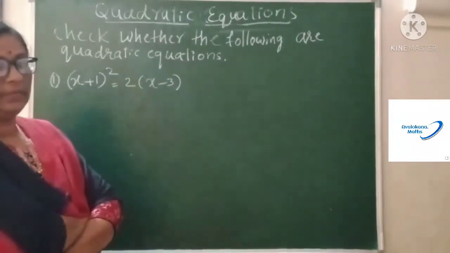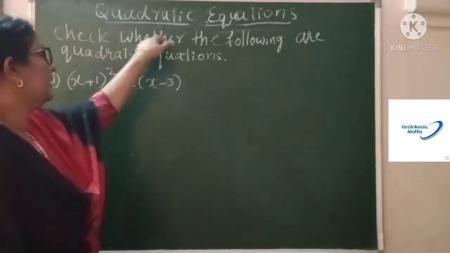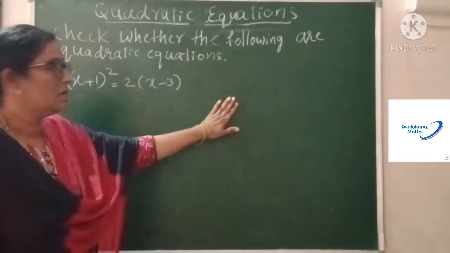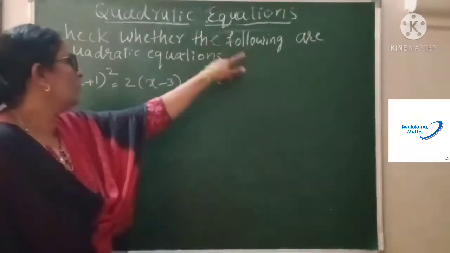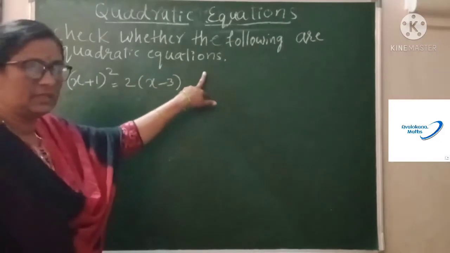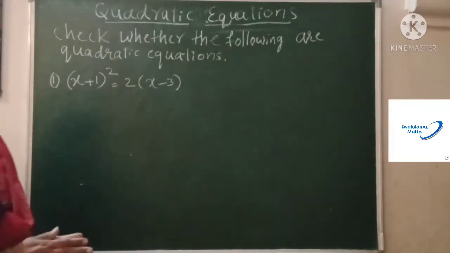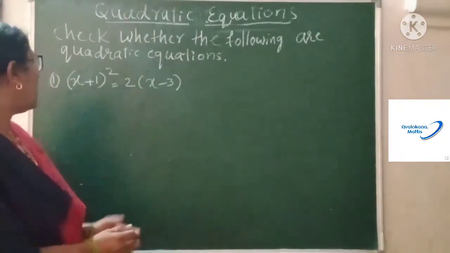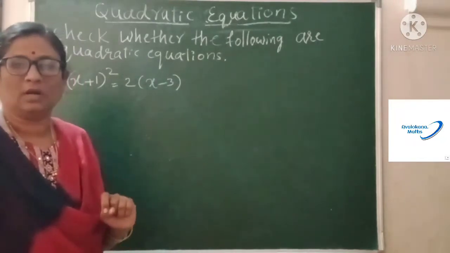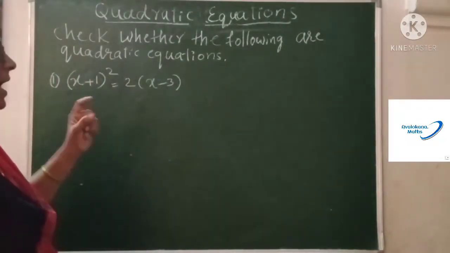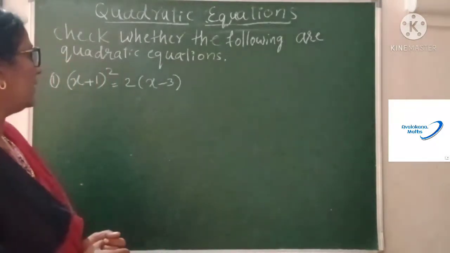Hello children, today in this class I am going to start with the quadratic equation, the first exercise. The first question of the first exercise is: check whether the following are quadratic equations. For an equation to be quadratic, the power or the degree of the variable must be 2. An equation which has the degree of 2, very simple, is called a quadratic equation.